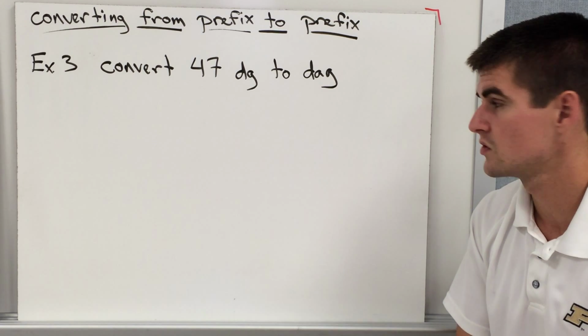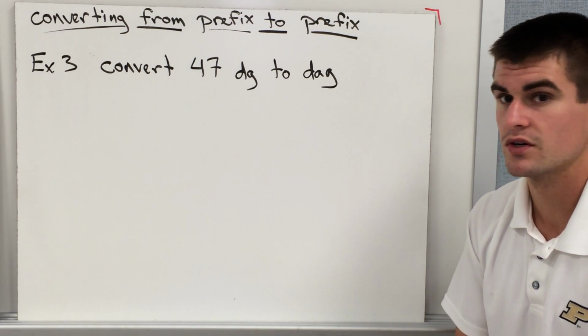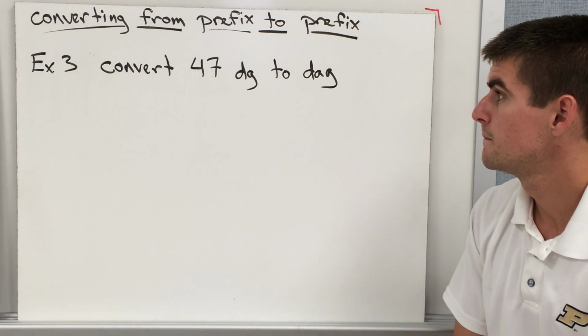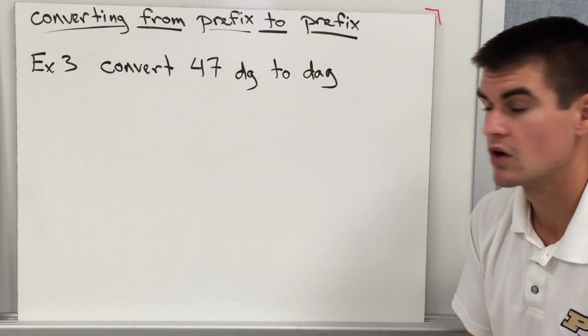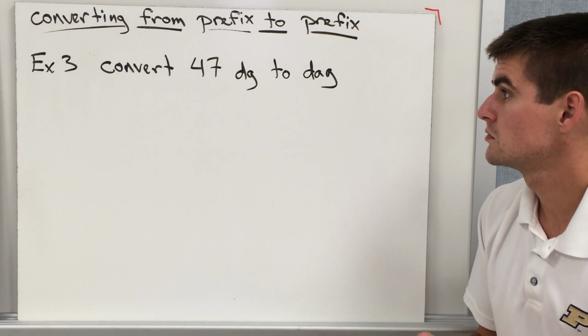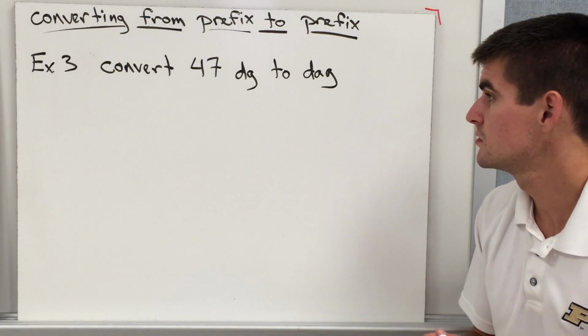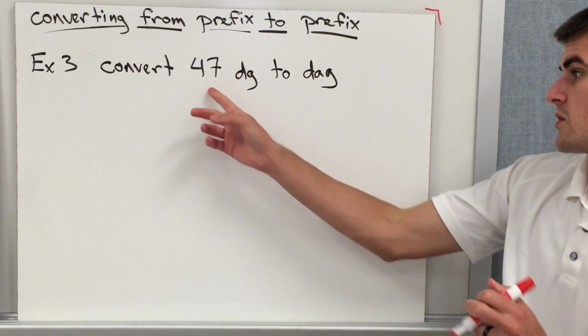You can see the units cancel. It really doesn't take that much longer, and I'm really just trying to get you to the right answer all the time. Start with what you're given: 47 DG.